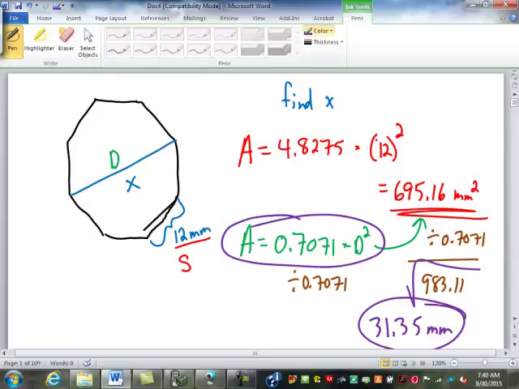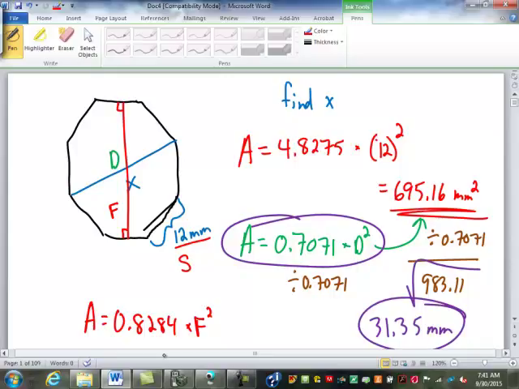Now, of course, the one that we didn't use is the flat. Flat would go perpendicular to opposite sides. And, of course, the area based off the flat would be 0.8284 times the flat dimension squared.